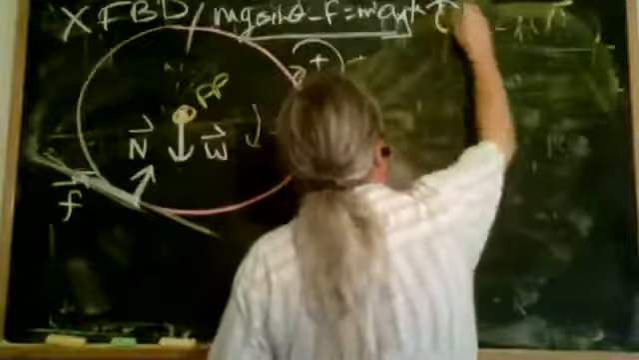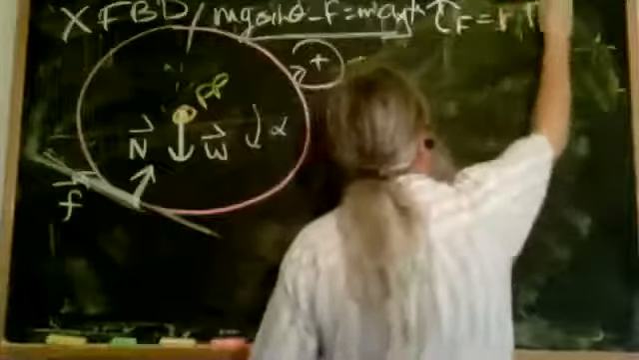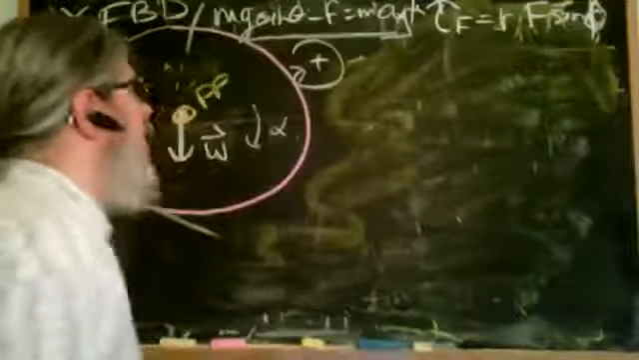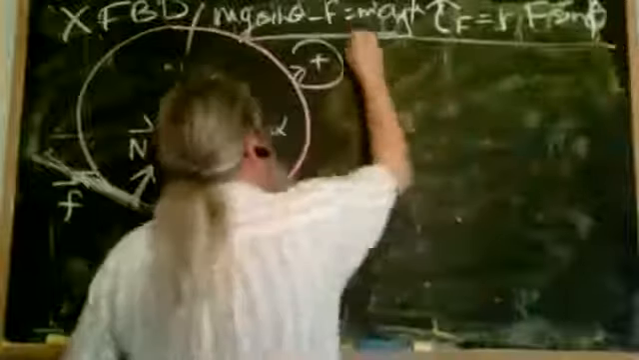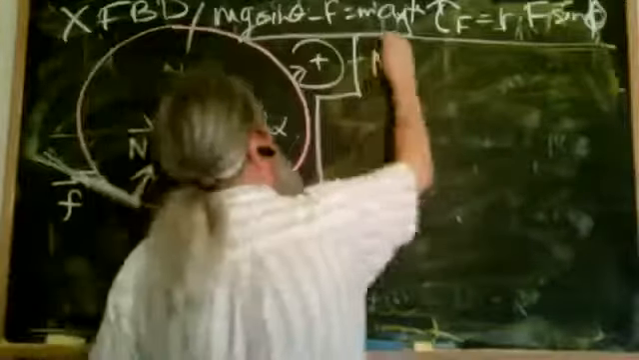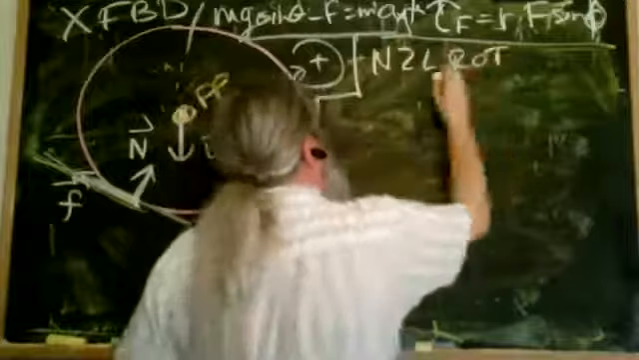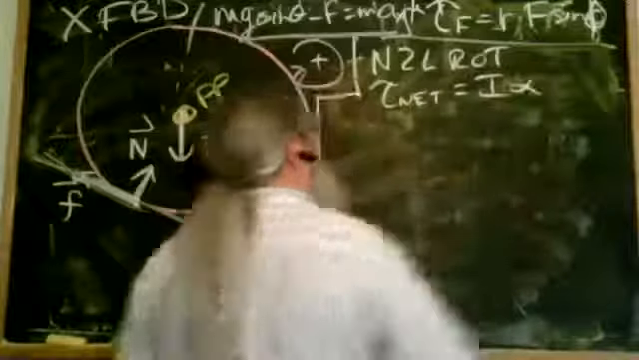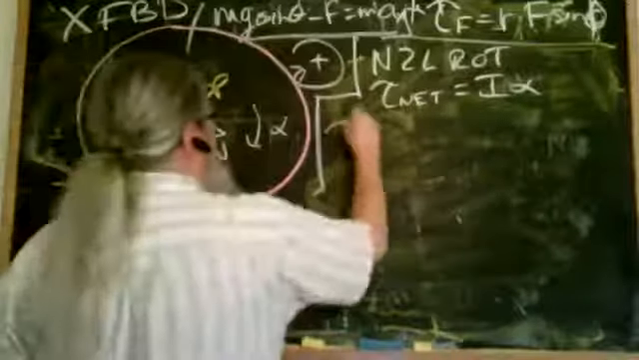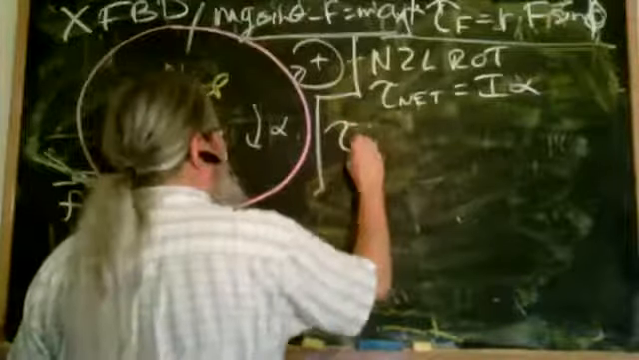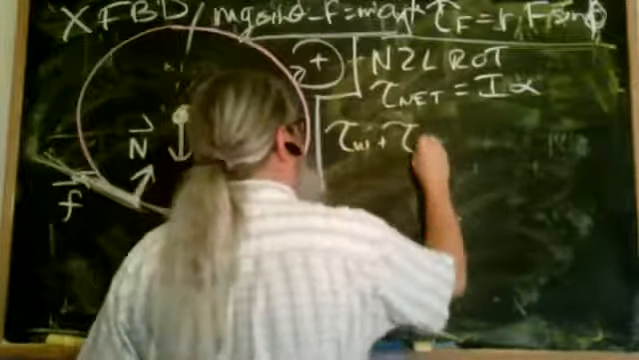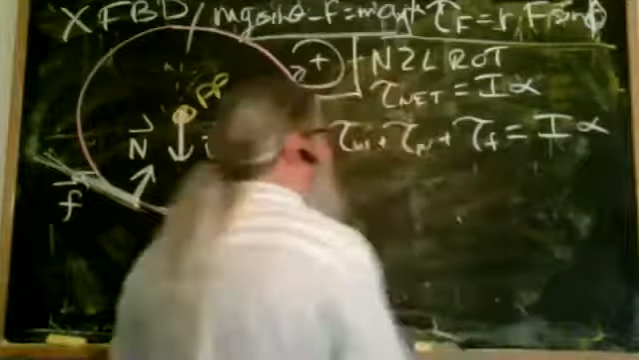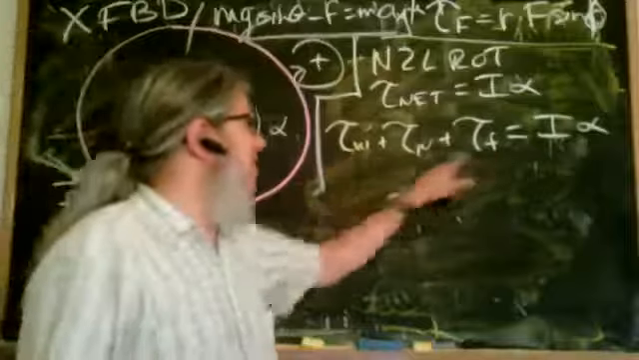So let's remind ourselves of the definition of torque, because I'm always going to want to use it. Torque is equal to R F sine phi. And then I'm going to put this in a box, Newton's second law of rotations, which is tau net equals I alpha. So I've got three forces, so let's write down the taus. Tau due to the weight, plus tau due to the normal, plus tau due to the friction is equal to I times alpha.